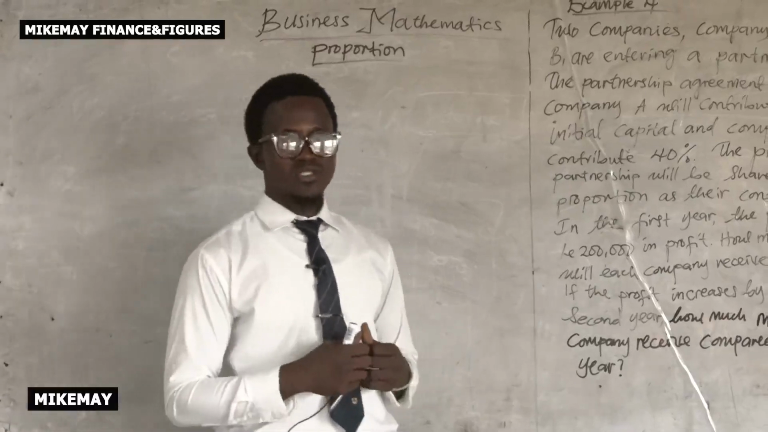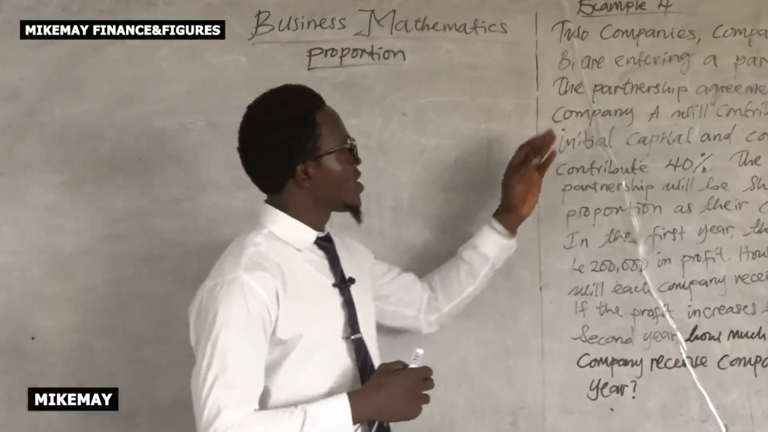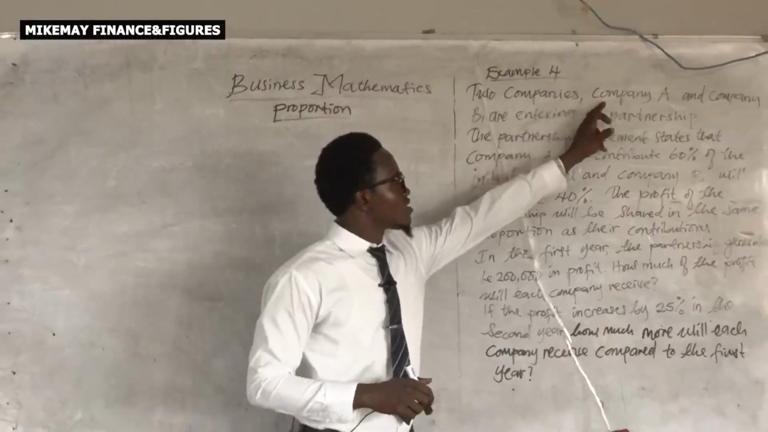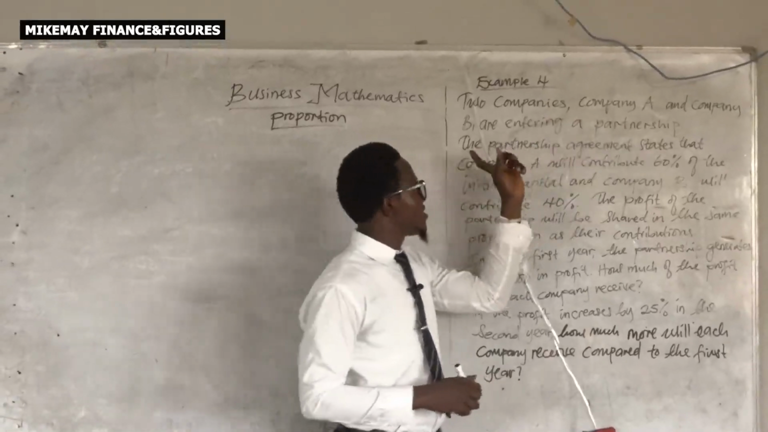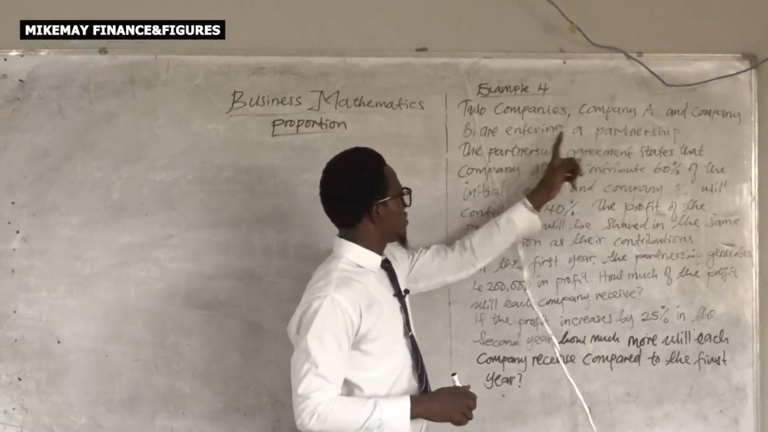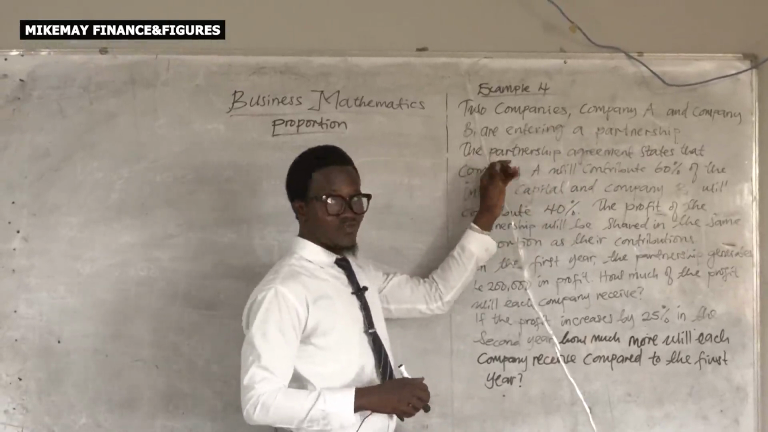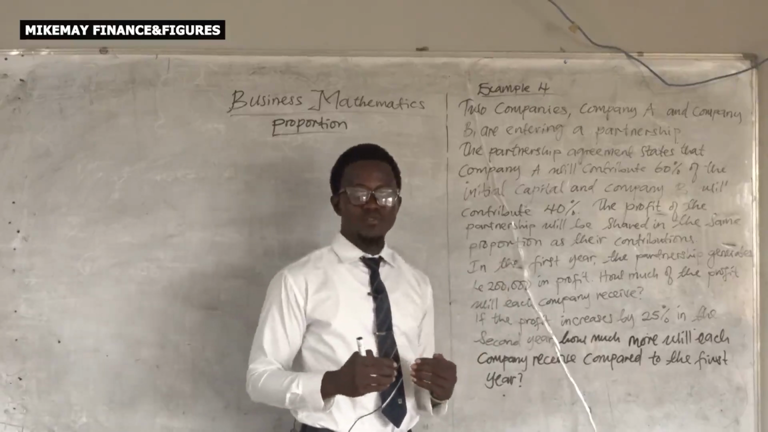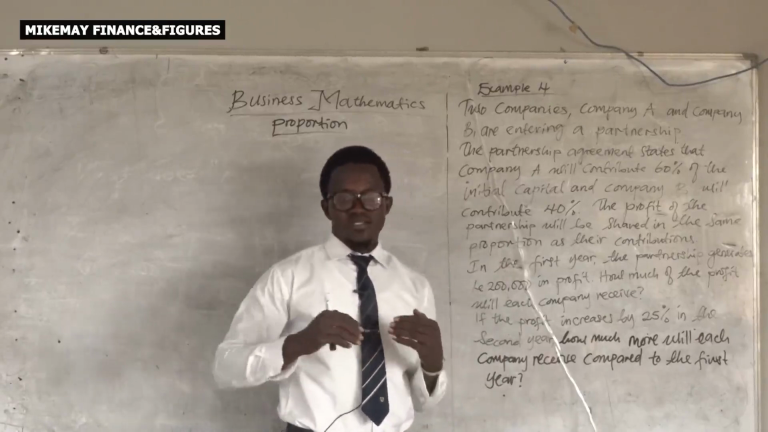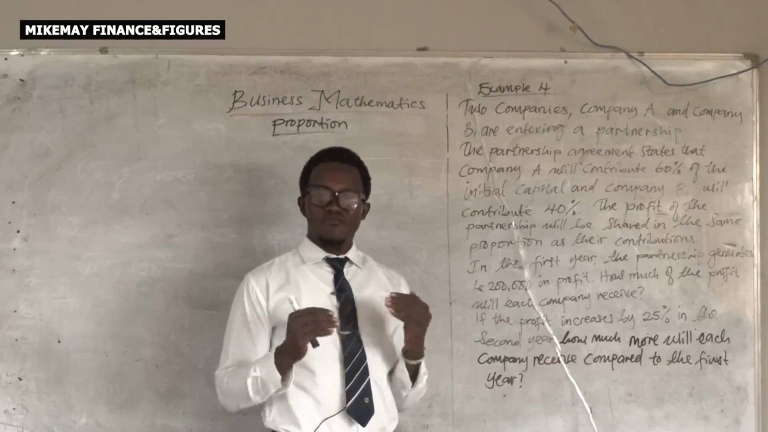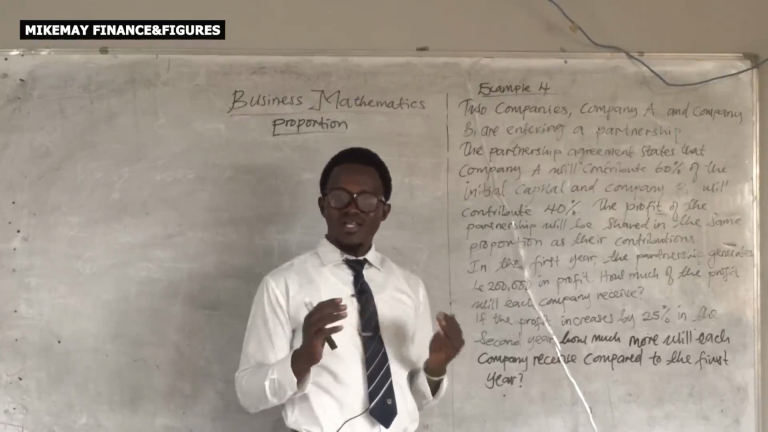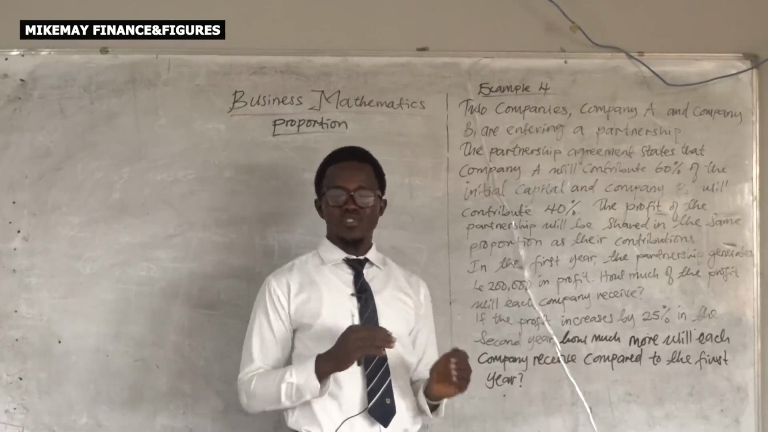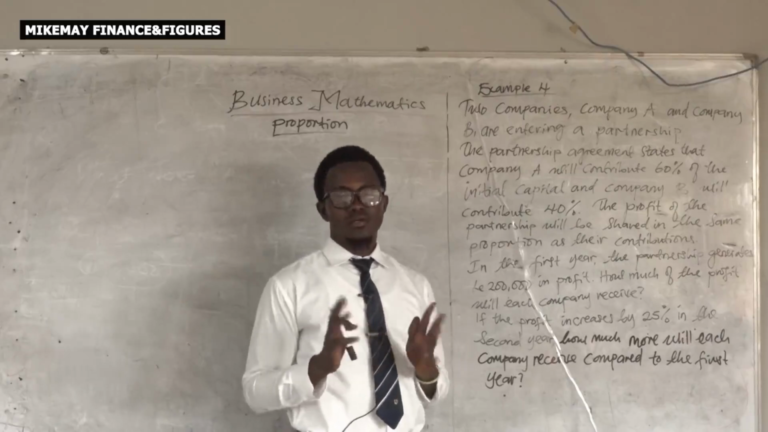So let us proceed to today's problem. Now, the problem is saying two companies, Company A and Company B, are entering a partnership. All right? We know what partnership is. If you have a business background, you should be able to tell what partnership is. It is a group of 2 or more people who agree to set up a business with each party contributing a sum of capital. All right?